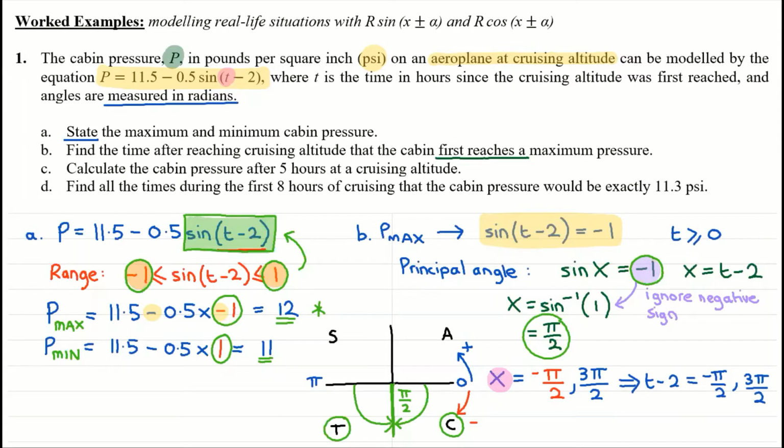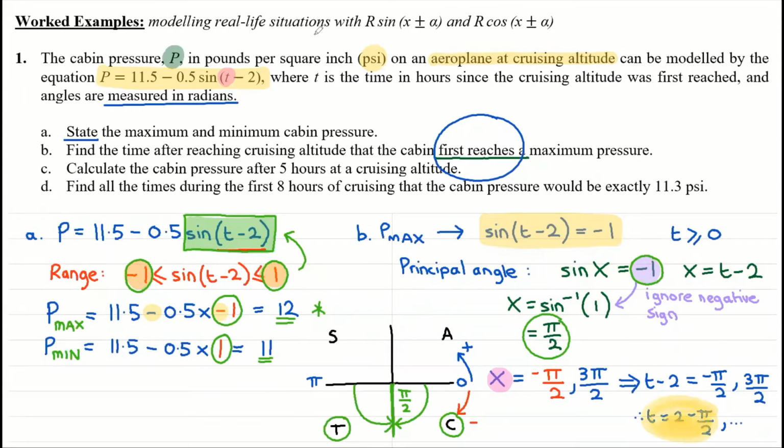Okay? And if we add 2 to both of those, it's absolutely crystal clear that your first t value is going to be 2 subtract pi over 2. Okay? We don't need the other one because it's the first instance when it first reaches a maximum. So that answer that I've just written down is the one we want.